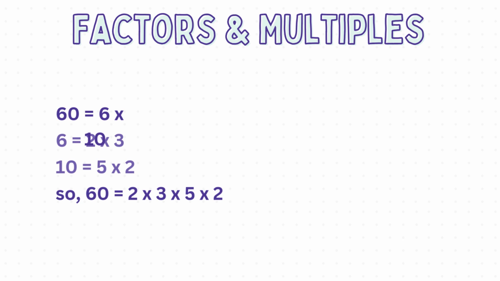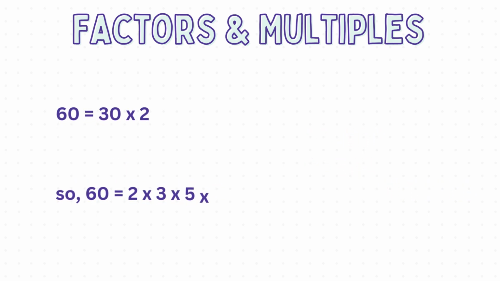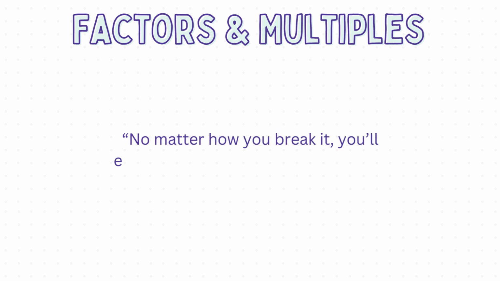So I said 60 equals 6 times 10, and then we broke it down to 2 times 2 times 3 times 5. Now, if I said 60 can also be written as 15 times 4. Now, 15 and 4 can also be broken down. 15 can be broken down to 3 times 5, and 4 can be broken down to 2 times 2. Again, we got the same prime factors. Again, if we use 30 times 2 equals 60, 30 can be broken down to 15 times 2, and 15 can be broken down to 3 times 5. Again, we're left with the same prime factors. As I said, no matter how you break it, you'll always end up with the same prime factors.